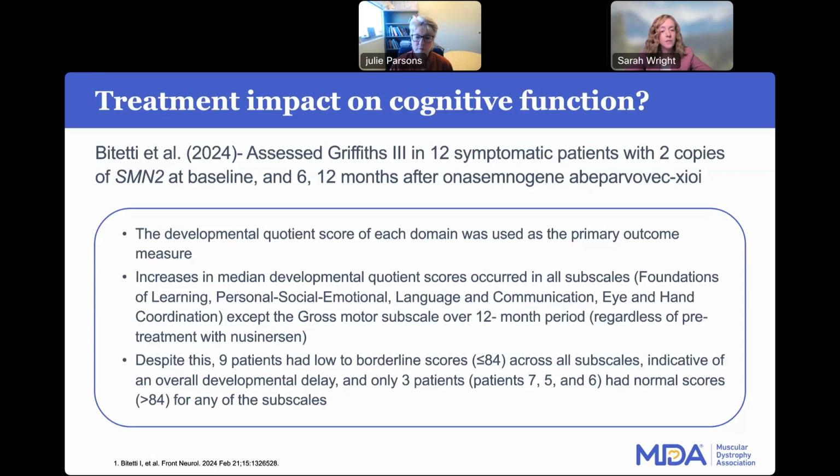They demonstrated that there were some increases in development occurring in all subscales except for the gross motor subscale. And again, this scale is likely not directed towards children with SMA. It's not validated in children with SMA, regardless of pretreatment with an SMN2 modifier like nusinersen. But despite this, 9 patients out of the 12 still had low to borderline scores across all subscales, indicating an overall developmental delay, not just that of gross motor. Next slide.